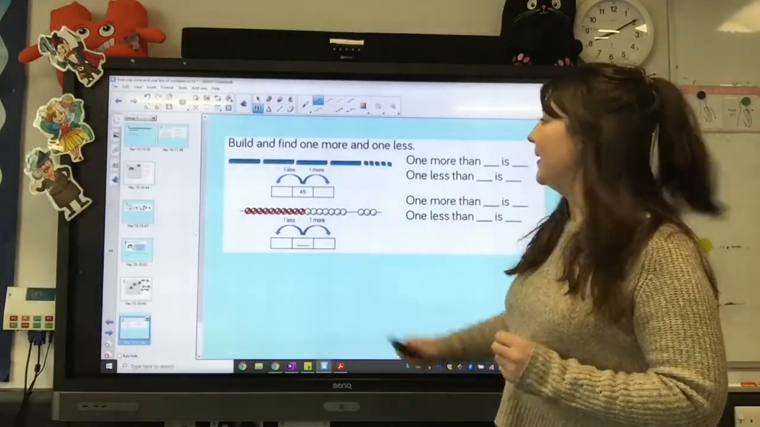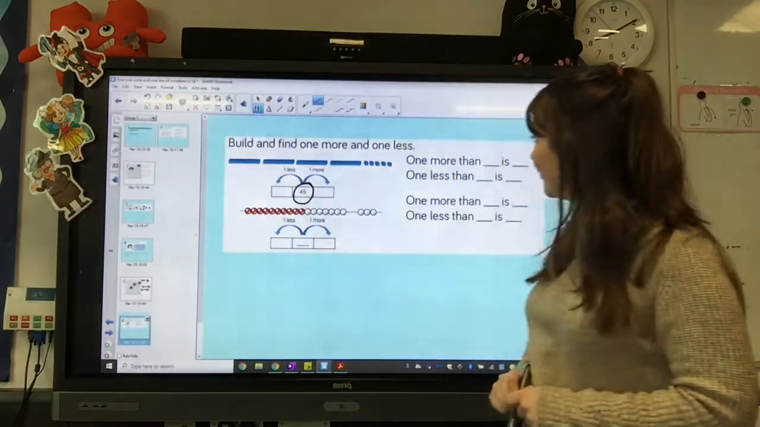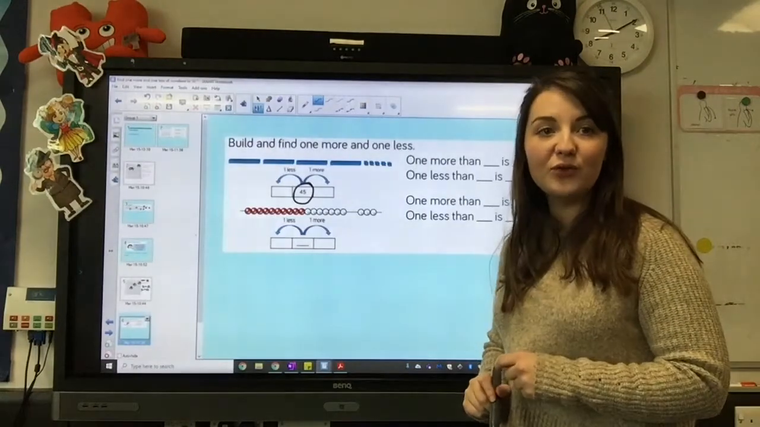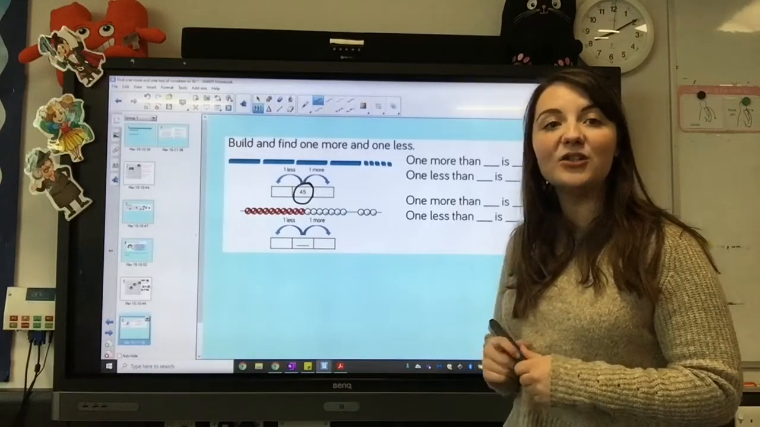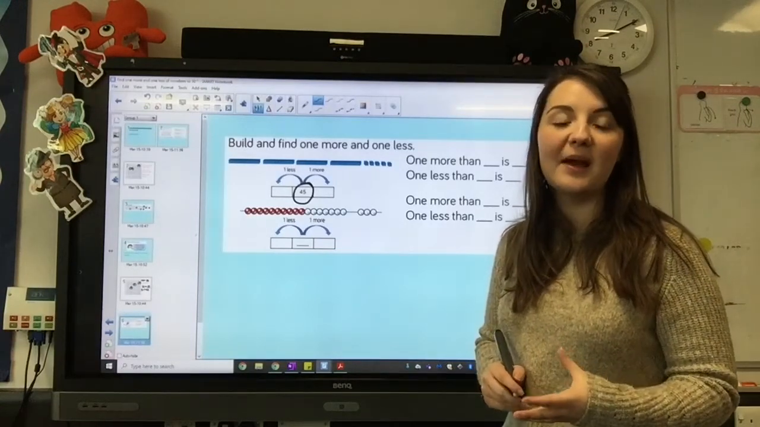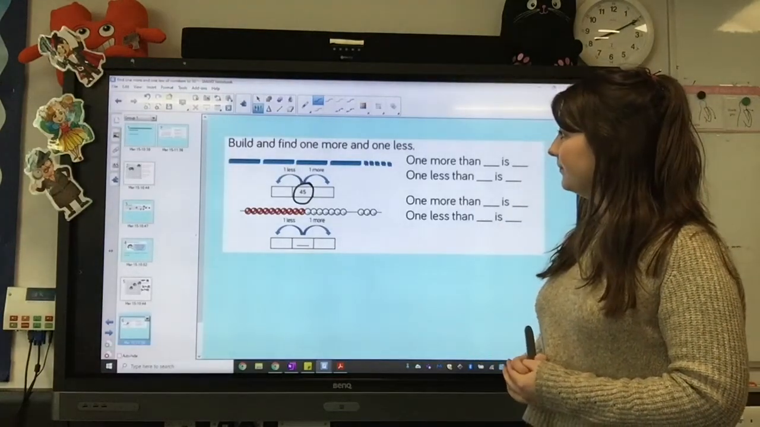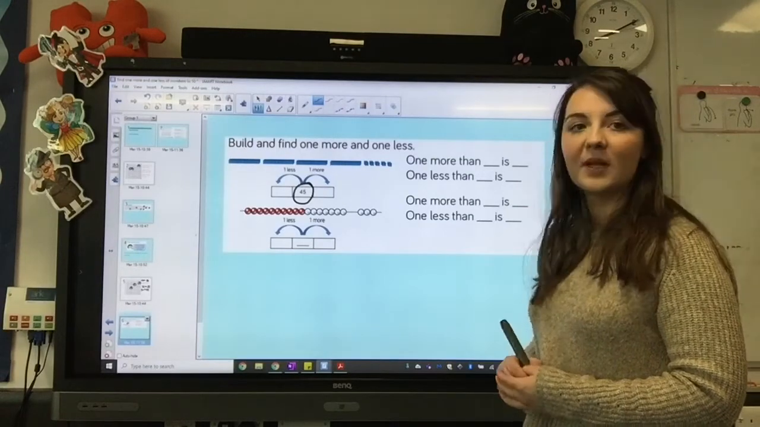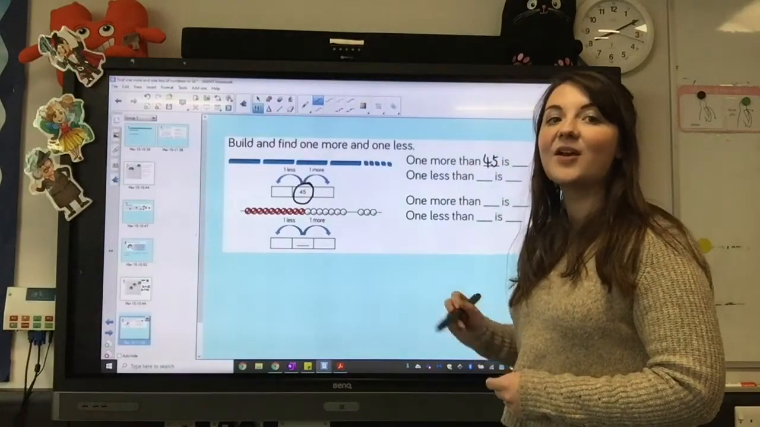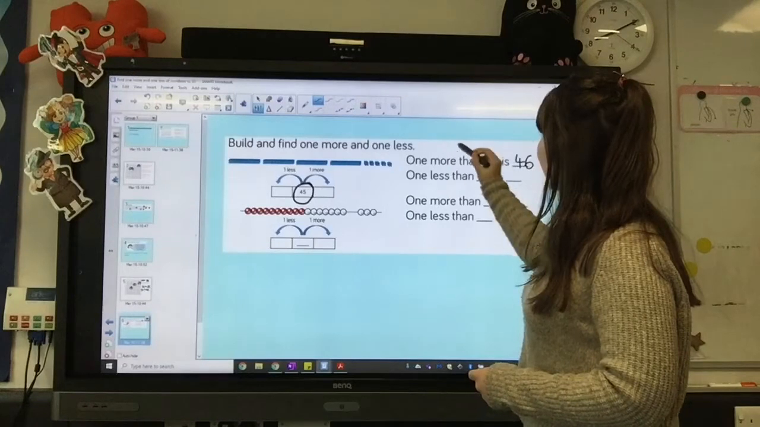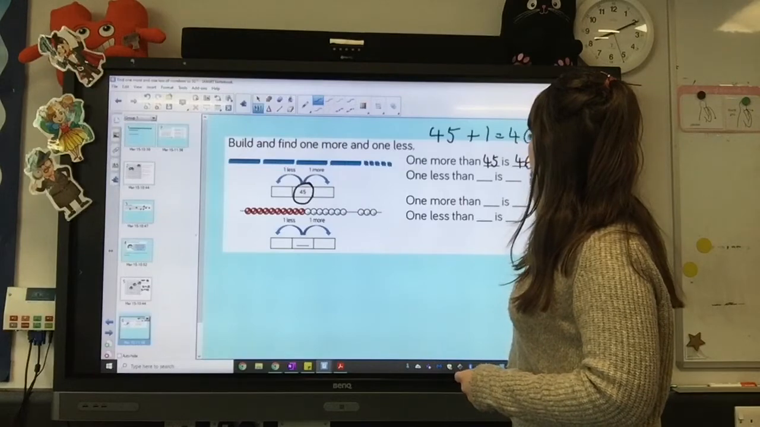Okay, now we have a number with base 10. The number is 45. I want you to use your 50 squares to find one more than 45. And then I would like you to write down in your workbook or on a piece of paper the number sentence to show me how you've added one more. One more than 45 is 46. 45 plus 1 equals 46.